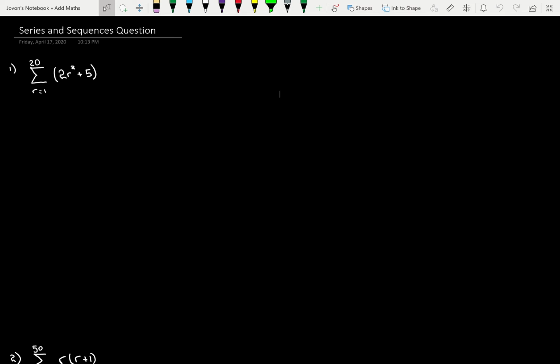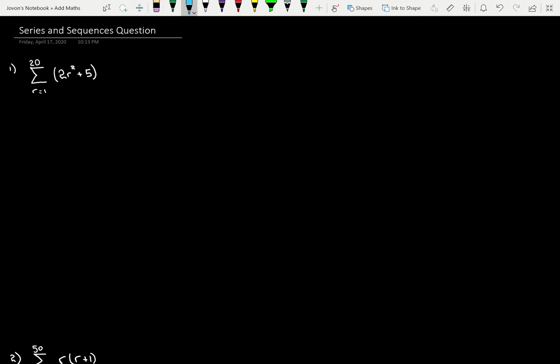So we want to find the sum from r is equal to 1 to 20. Now, remember we said that whenever we're using the rules that we outlined, we have to be starting from r is equal to 1. Otherwise, we can't use the equations that we had from before. Okay? So we have to always watch our lower boundary and make sure it starts at r is equal to 1.